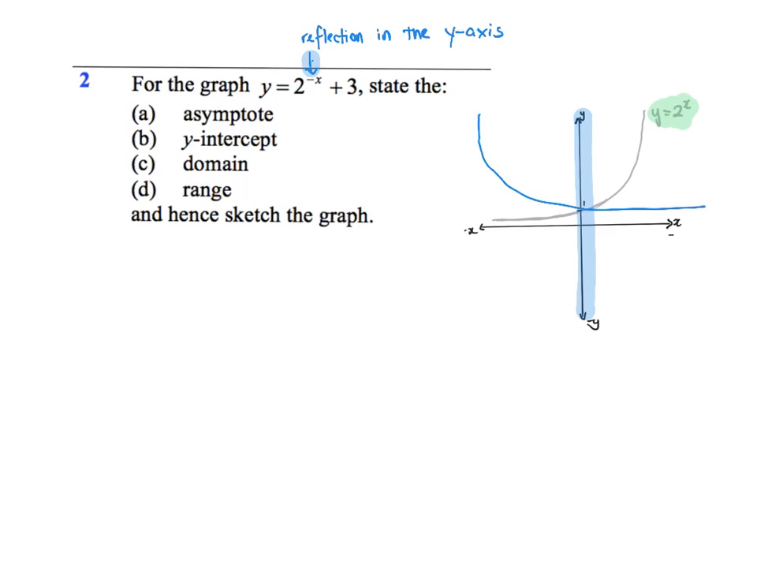Now, what about this plus 3? That is going to move it up 3. So where was the asymptote at the moment? The asymptote for the original one was at y equals 0. Now you're going to go up 3.